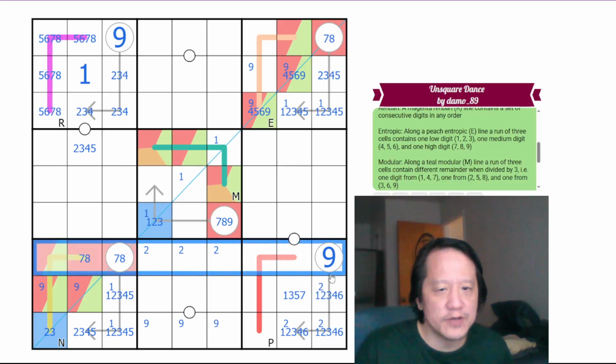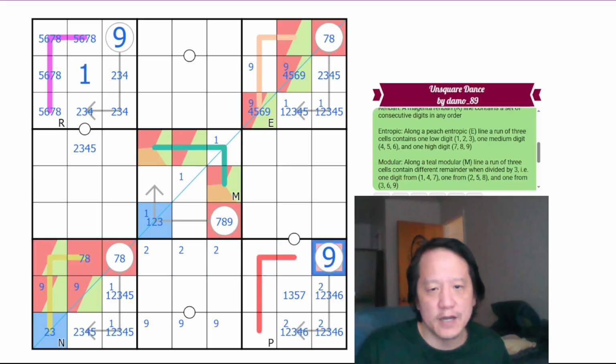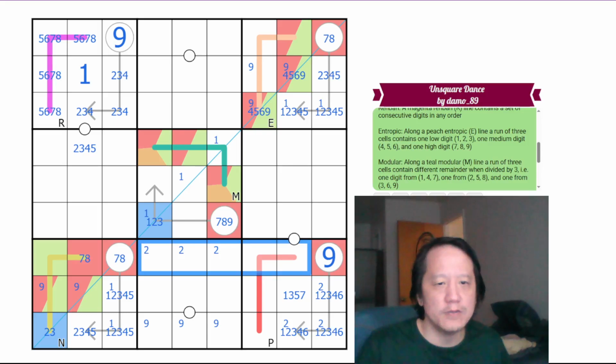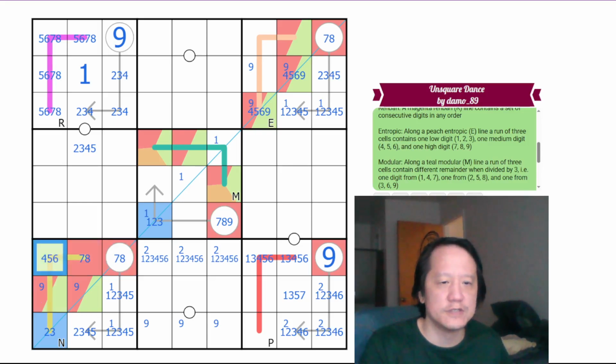That eliminates 7, 8 in the rest of the row. So the remaining digits in row, this is 9 as a high digit here. That means this cannot be high. It's medium. So these have to be 1 through 6. Obviously no 2 here. This is 4, 5, or 6 there.